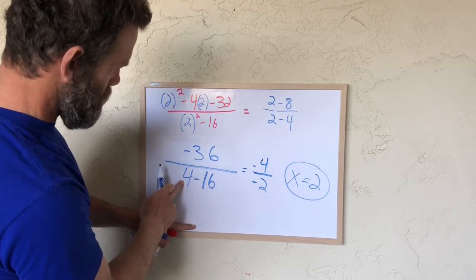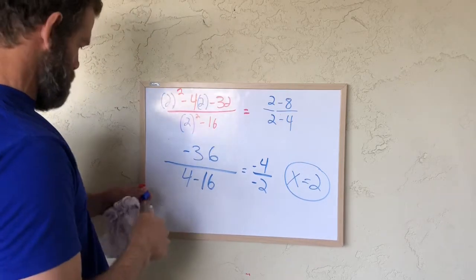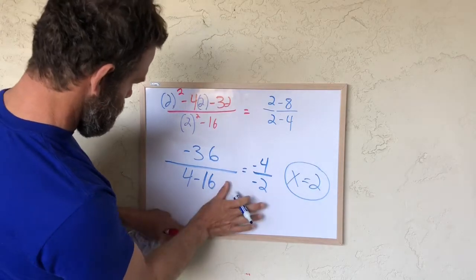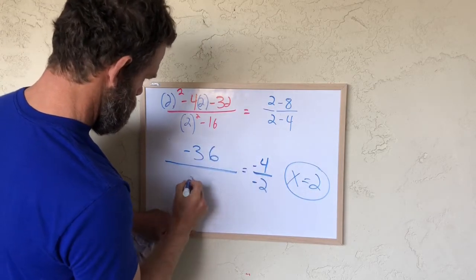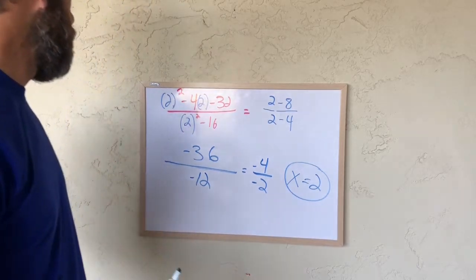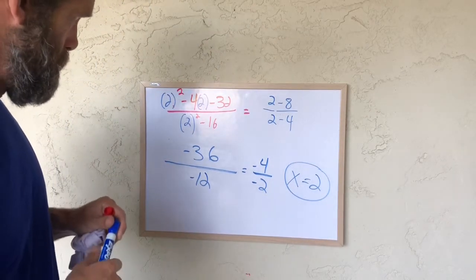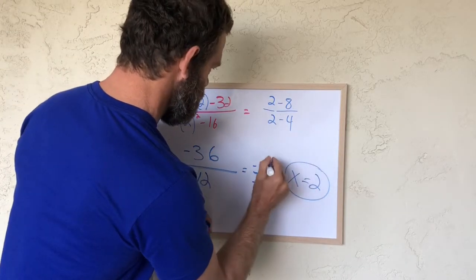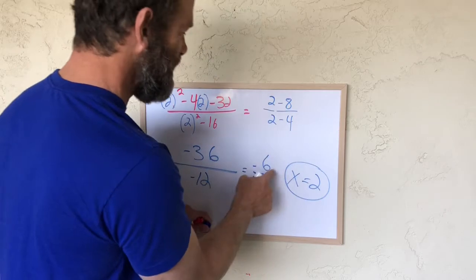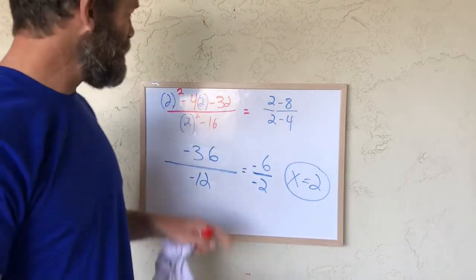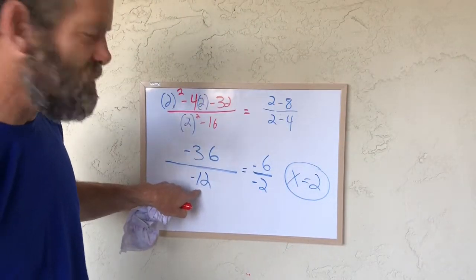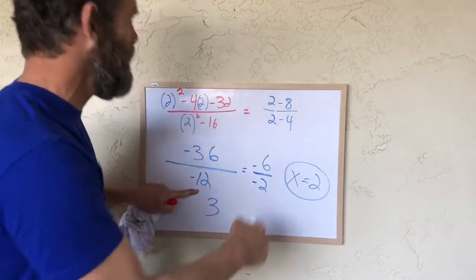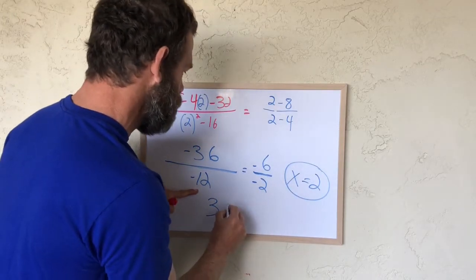And 4 minus 16 is going to give me negative 12. I'm sorry, this is a negative 6. 2 minus 8 is not negative 4, it's negative 6. So look, negative 36 divided by negative 12, which is positive 3, is the exact same thing as negative 6 divided by negative 2, which is equal to 3.